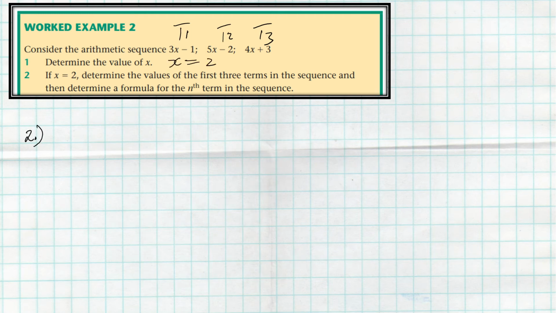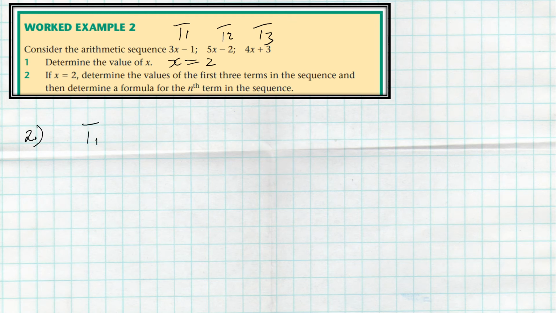Okay, question 2. So they're telling you if x is equal to 2. It's quite funny because we already know that x is 2. We have proven it just now. But they're telling you if x is equal to 2, so they're basically telling you the answer now. They're just verifying our answer. Determine the values of the first 3 terms of the sequence and determine the formula of the nth term, right?